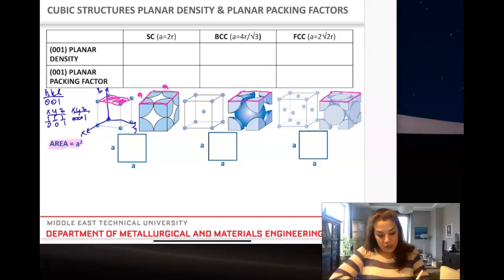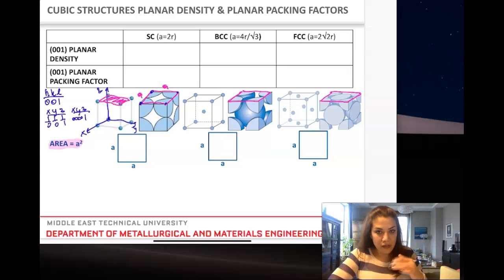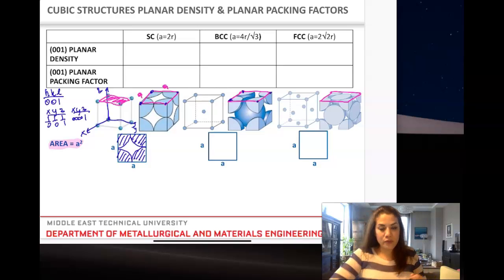For simple cube, it's obvious we have four atoms in the corners of that plane, and they are touching each other right in the center, right? The atoms centered in the corners are touching each other. For BCC, I have again atoms touching in the corners, but they're not touching each other on the edges because there is one big atom in the cube center preventing them from touching each other, because all atoms are actually touching the central atom, right? Therefore, that plane only sees the corner atoms, but those corner atoms are not touching each other, right?